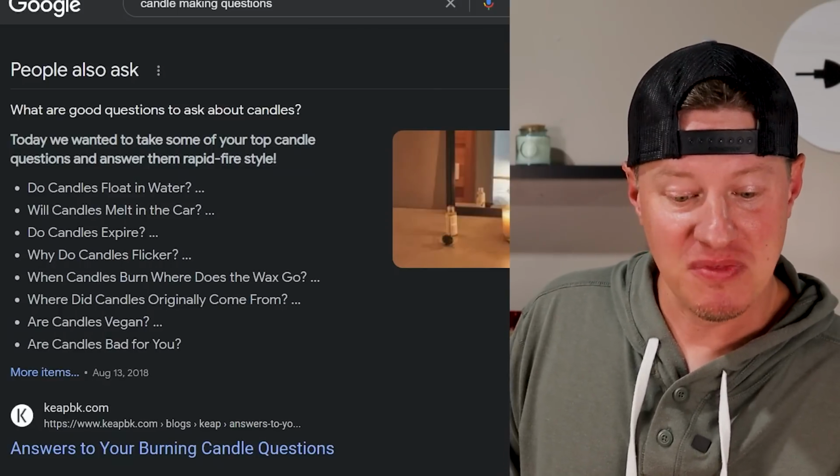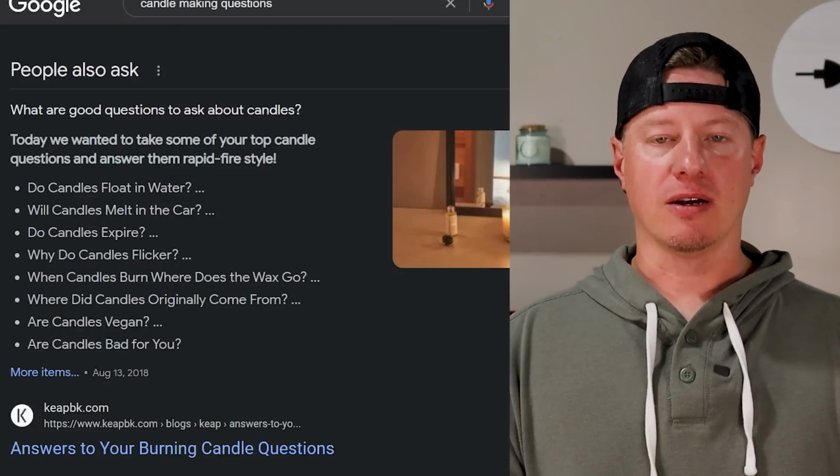I don't know. Will candles melt in the car? I mean, candles will melt anywhere. The temperature is hotter than the melt point of the wax. So whether that's in a car, in a garage, in your house, sitting on your front porch, yes, the melt point of the wax is what's going to determine when it starts to melt.